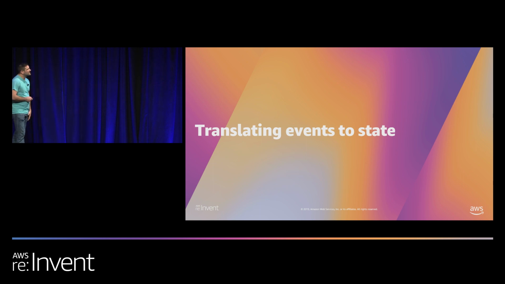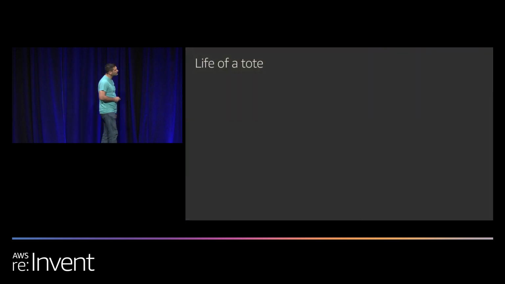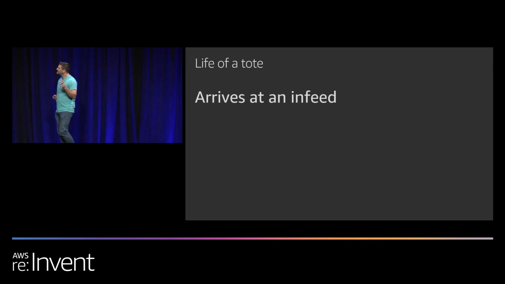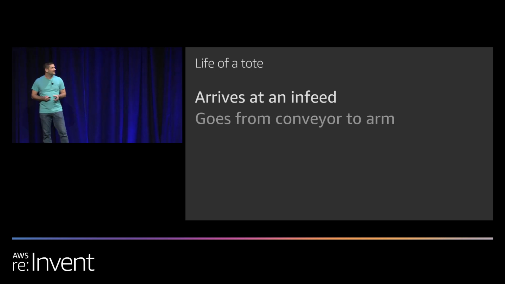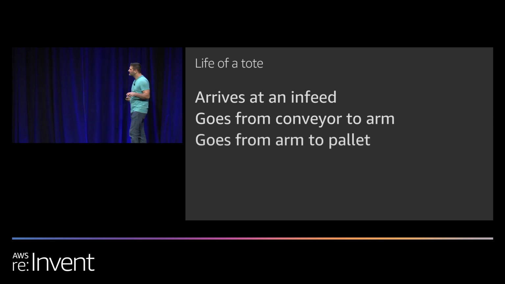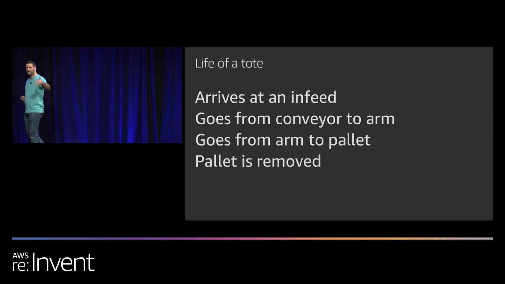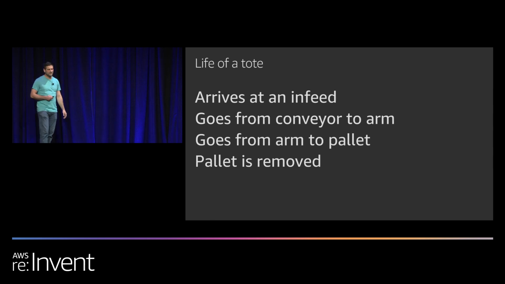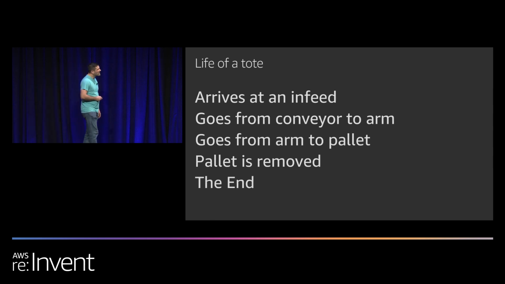Okay, so let's look at what I mean by translating. What is that protocol converter actually doing? Before we do that, let's think about the life of a tote. We have totes showing up in the system. They're going to arrive at an in-feed. That tote is going to get picked up from an in-feed, go from the conveyor to the arm. It's going to hold it, so there's a pick process there. And it's going to go from the arm to a pallet. And eventually that pallet's going to get full, and we're going to remove it. The tote exits the cell and goes on about its way. So that's sort of what a tote looks like going through the in-feed.